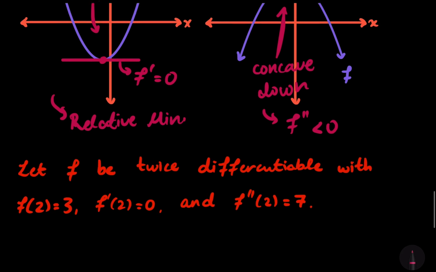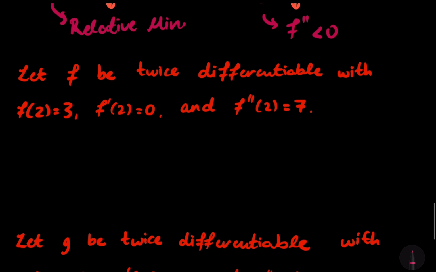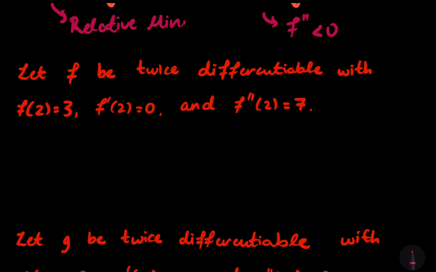So now let's go ahead and do a couple of examples. So here we have f, which is a twice differentiable function with f of 2 equals 3, with f prime of 2 equals 0, and f double prime of 2 equals 7.